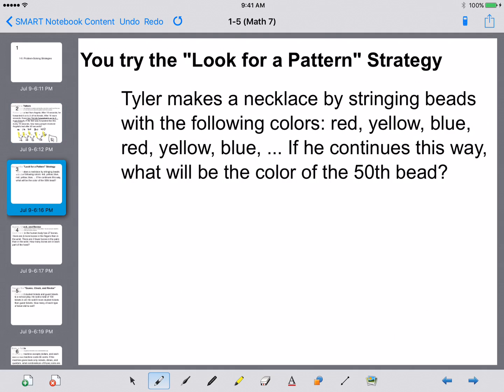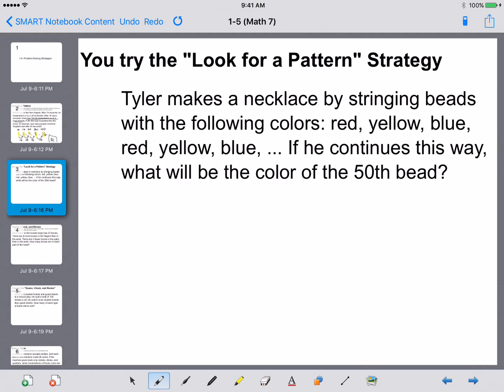So I want you to try the look for a pattern strategy. So pause here and see if you get the same answer that I get for what color the 50th bead is going to be. If you get it wrong, come check with me and I will do my best to help you out. So it says here, Tyler makes a necklace by stringing beads with the following colors: red, yellow, blue, red, yellow, blue. If he continues this way, what will be the color of the 50th bead?